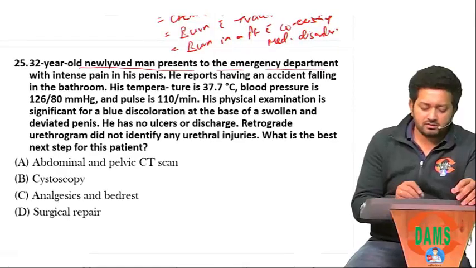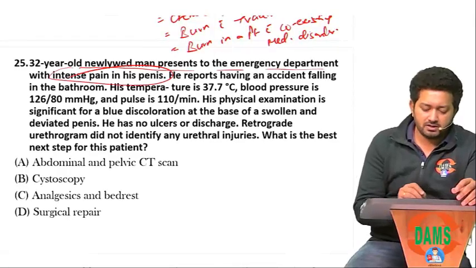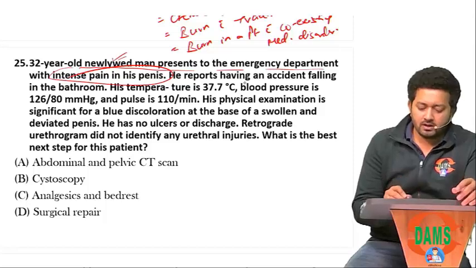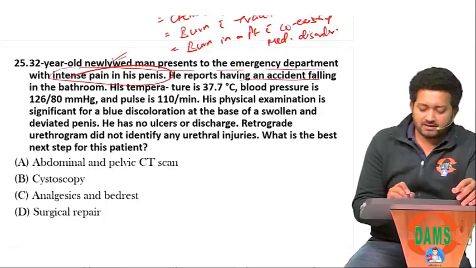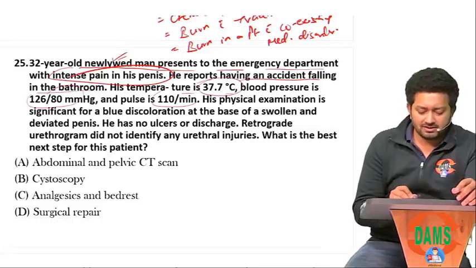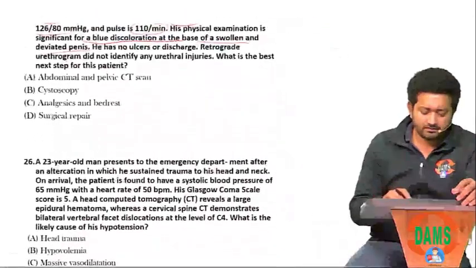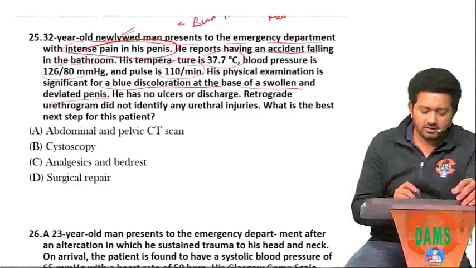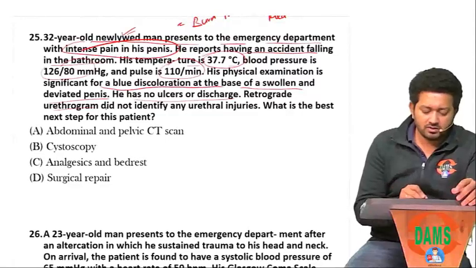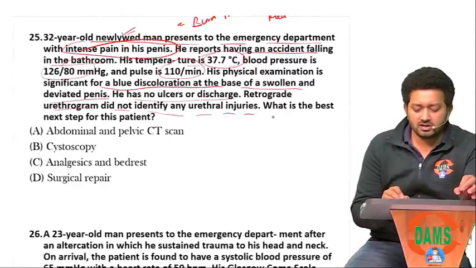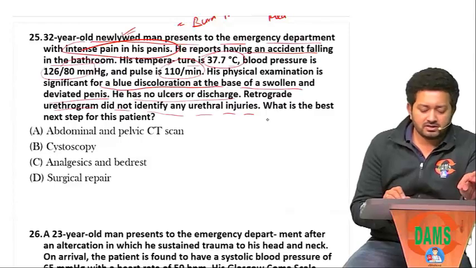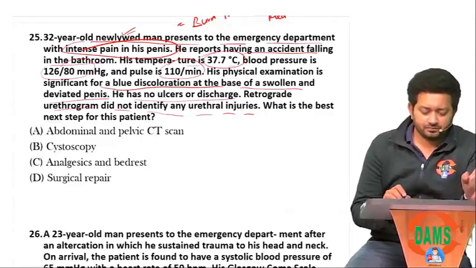Newlywed man presents to the emergency department with intense pain in the penis. He reports having an accident, falling in the bathroom. Temperature is okay, BP is okay, pulse is slightly high. Physical examination shows blue discoloration at the base, and a deviated penis. He has no ulcers or discharge. Retrograde urethrogram did not identify any urethral injury. What is the best next step in this patient?